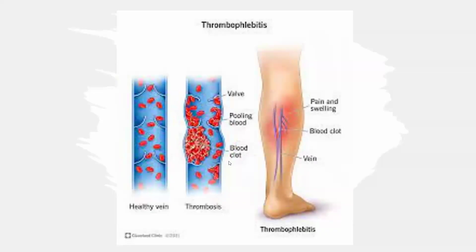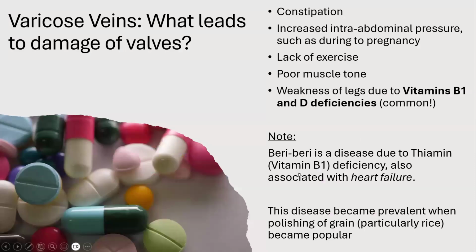So this is something to show varicose veins, when the veins accumulate blood because of the faulty muscle and the faulty valves within the veins. Right. So varicose veins, what actually leads to damage of valves? So I thought we should discuss this.